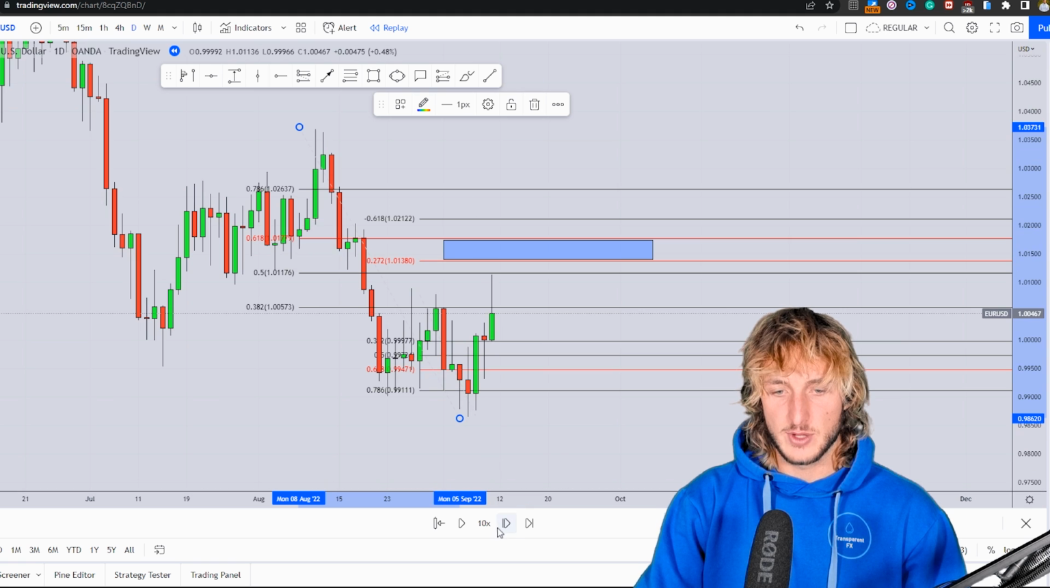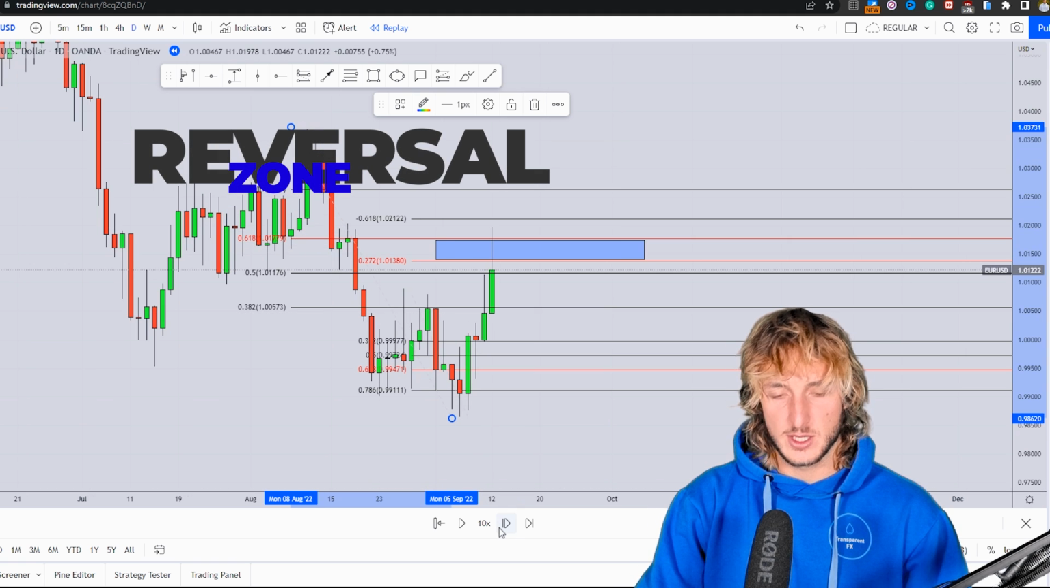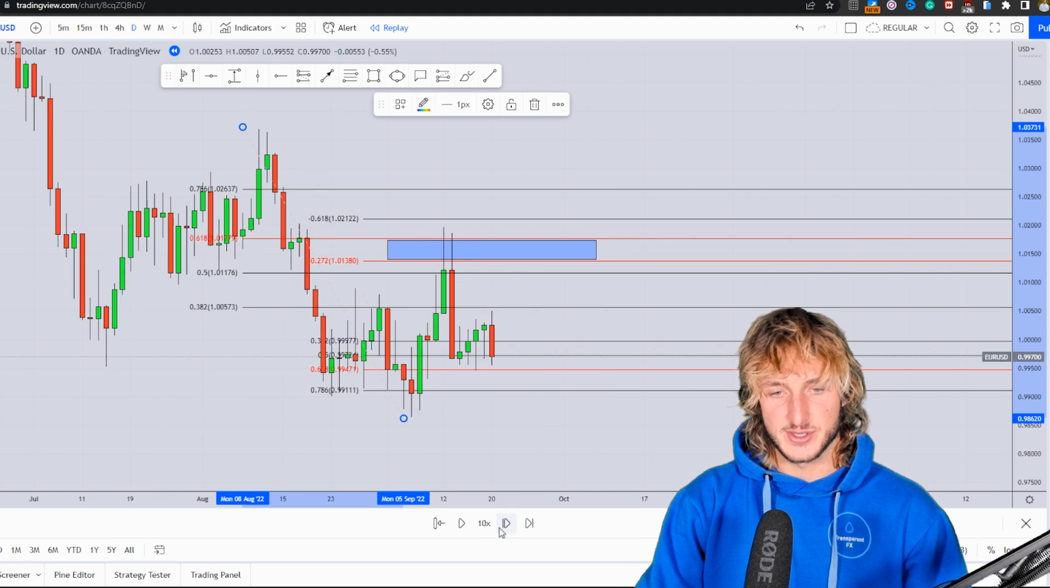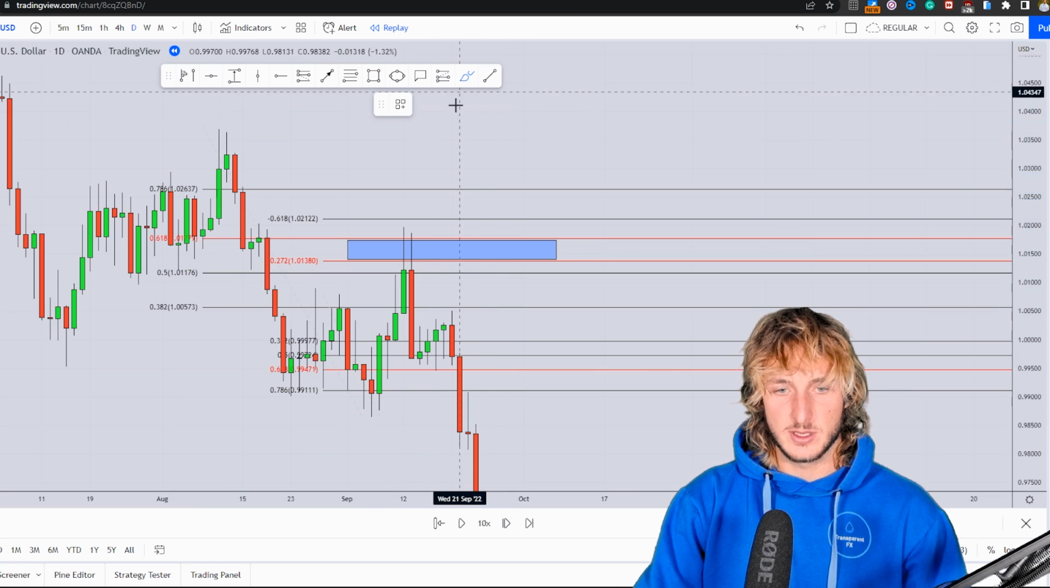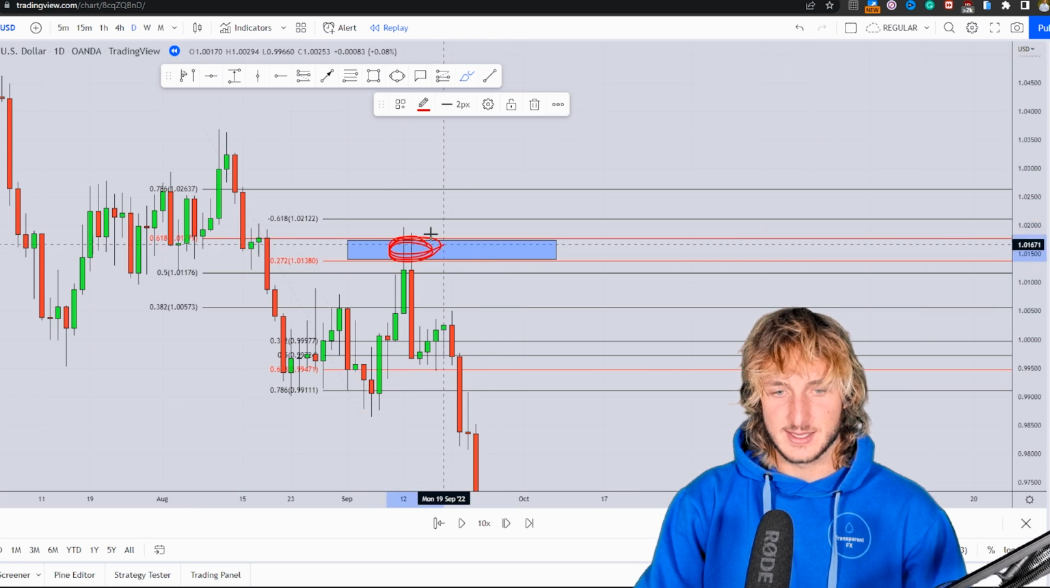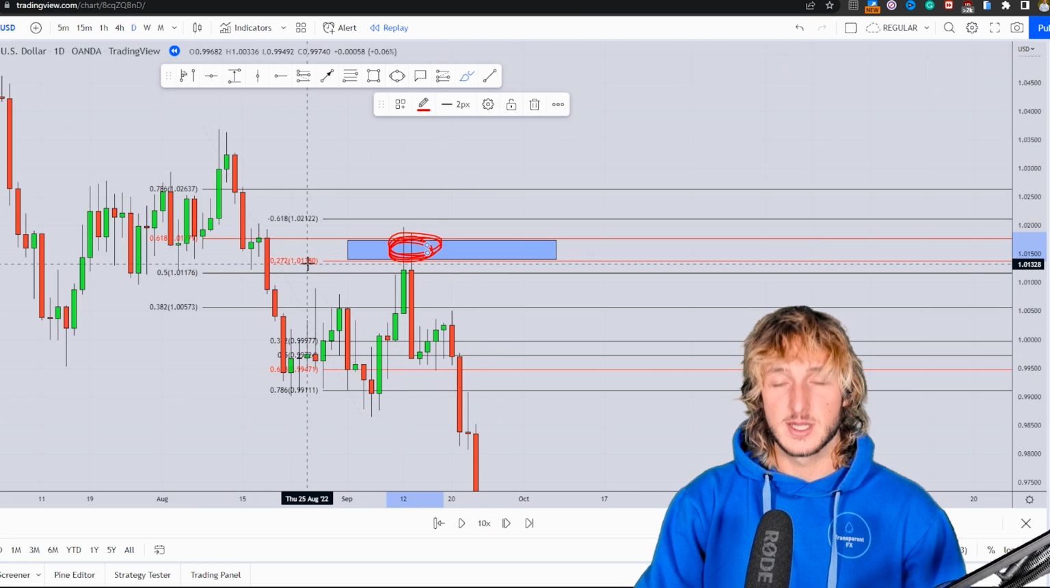Let's see if we have new movements that could create further levels of resistance. As we can see, that was clearly enough because the market tested exactly our confluence of minus 0.272 and 0.618 and then rejected to the downside very aggressively.